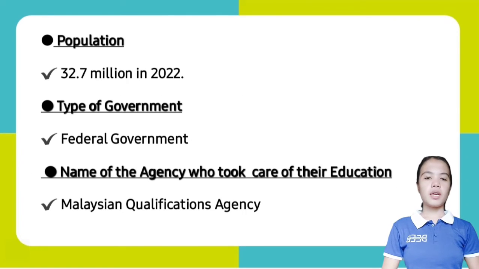The population of Malaysia. The total population of Malaysia in 2022 is estimated at 32.7 million, as compared to 32.6 million in 2021. With an annual population growth rate of 0.2%, the decline in population growth rate is due to the lower number of non-citizens, from 2.6 million in 2021 to 2.4 million in 2022.